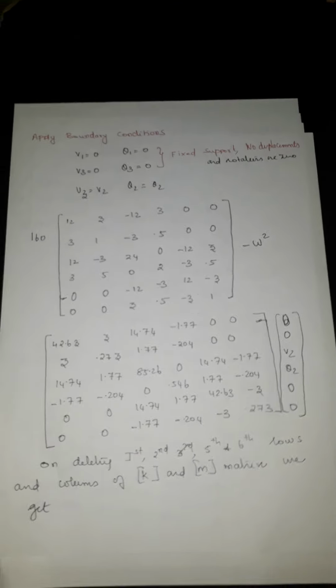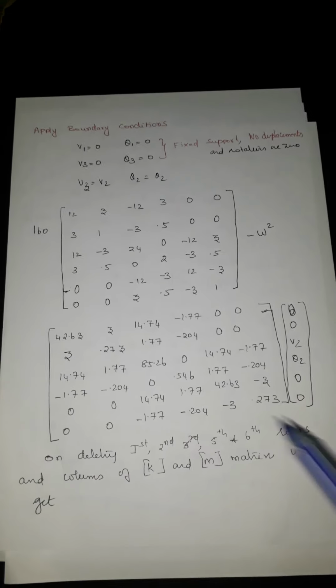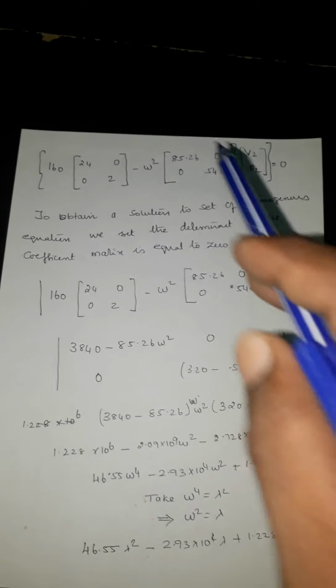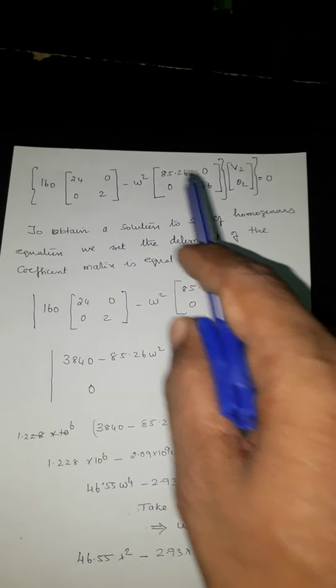You know that the zero rows must be deleted, columns must be deleted, so on deleting the first, second, fifth, sixth rows and columns of the matrix, we got this equation. Now I have to set the determinant of the coefficient matrix of this to 0. This should be set to 0. The determinant of the coefficient matrix is set to 0.